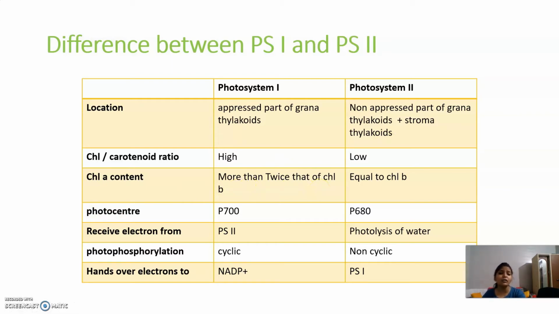In photosystem 2, the chlorophyll A content is equal to the chlorophyll B content. The photocenter is P700 in photosystem 1. It's P680 in photosystem 2. Photosystem 1 receives the electrons from photosystem 2, and photosystem 2 receives the electrons from the photolysis of water. In photosystem 1, cyclic photophosphorylation occurs, and in photosystem 2, non-cyclic photophosphorylation occurs. Photosystem 1 hands over the electrons to NADP and photosystem 2 hands over the electrons to photosystem 1.